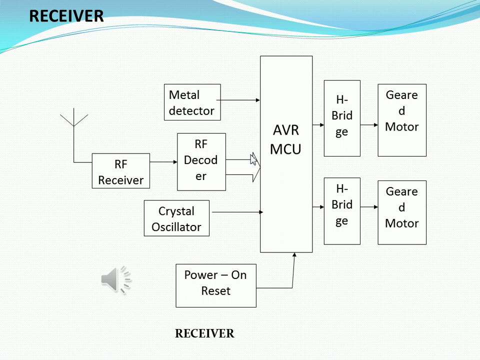This detector is able to detect any metal at the destination. From the RF receiver, the signal is sent to the detector. The detector converts the signal and gives it to the microcontroller, and the microcontroller controls the motor drivers. It turns on the motor drivers so that the motors can move and the robot can move. When it detects any bomb, it beeps.